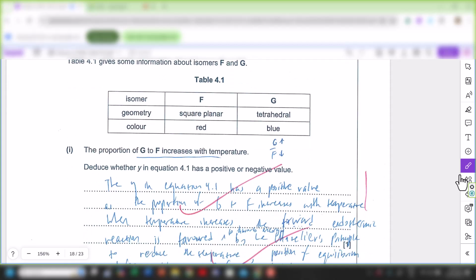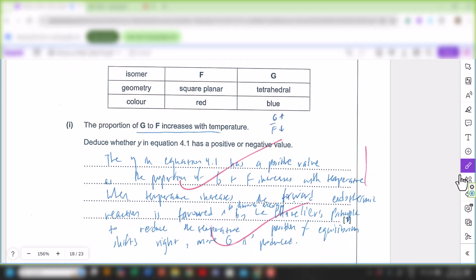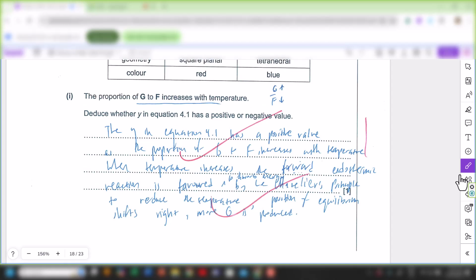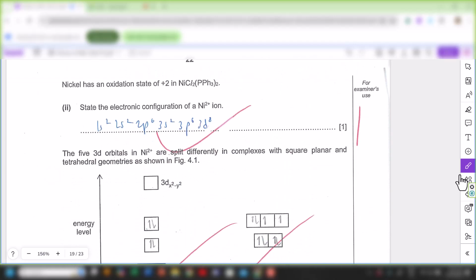So when you increase the temperature, the proportion of G to F increases. So it becomes more blue. Yeah, okay. So the position of equilibrium shifts to the right, therefore delta H is positive. I think no issue. Okay, just make sure you highlight the important points. Electronic configuration, remember, you remove electrons from 4s first. Okay, can. So just make sure you write out the correct electronic configuration. I mean, that's all I can say.